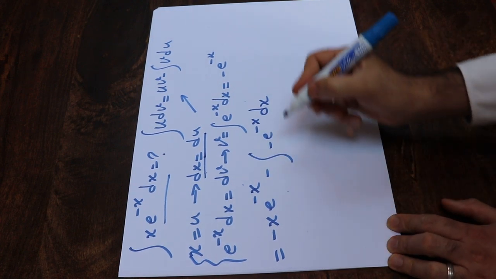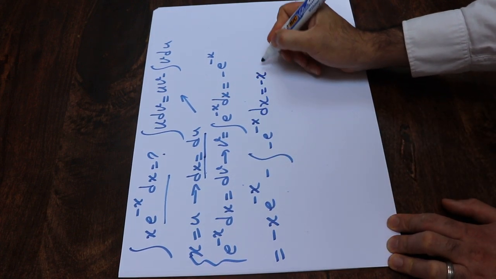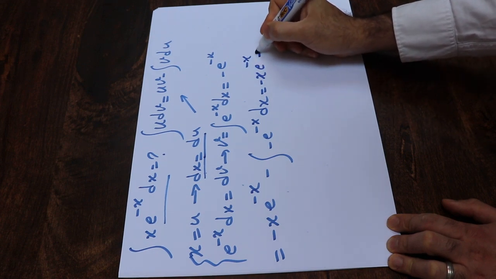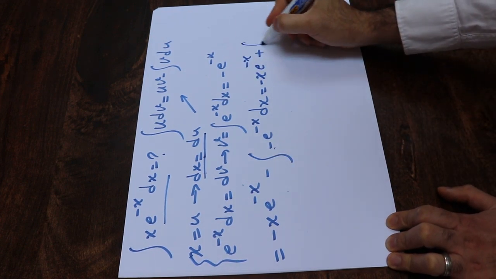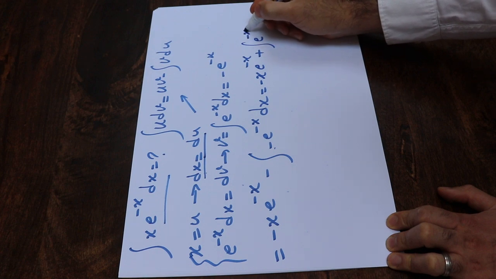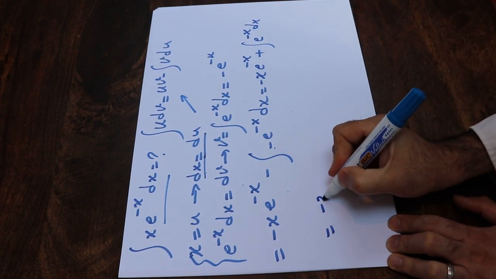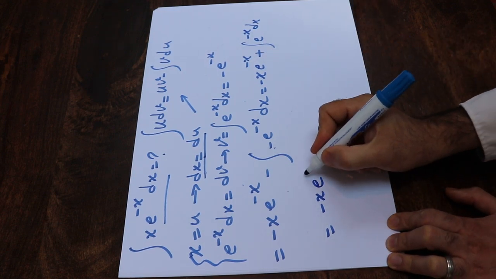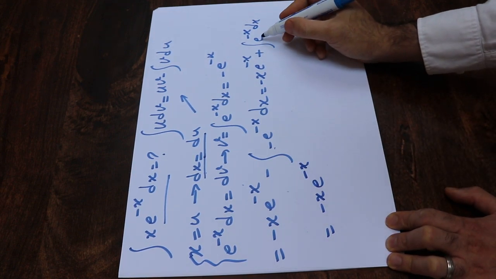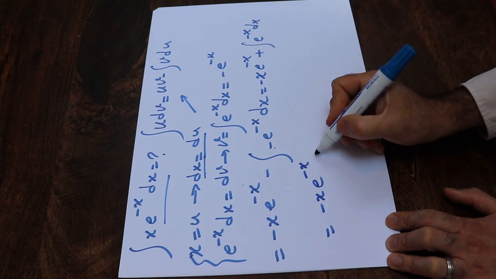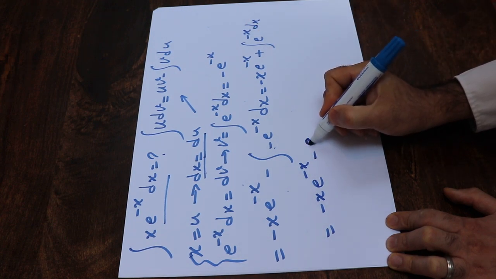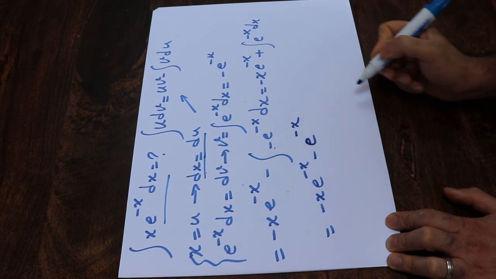Therefore this will be equal to minus x e to the power of minus x plus, since minus times minus is plus, the integral of e to the power of minus x dx. And this integral will be equal to minus x times e to the power of minus x, and the integral of e to the power of minus x will be equal to minus e with the power of minus x.